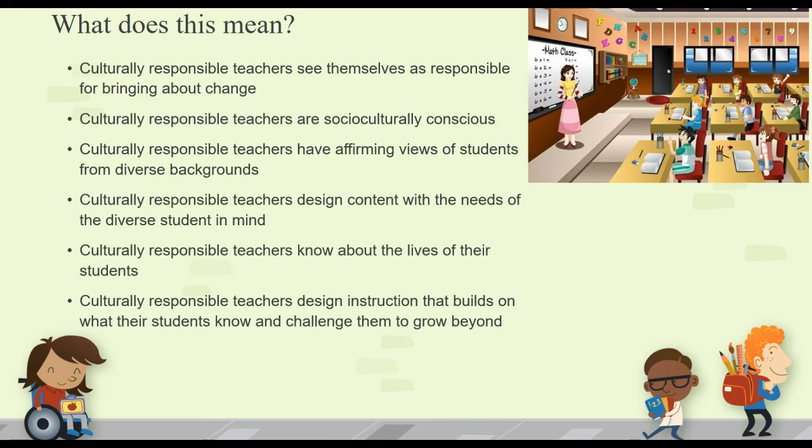Most importantly, culturally responsive teachers develop a genuine relationship with their students and spend the time to get to know about their lives.